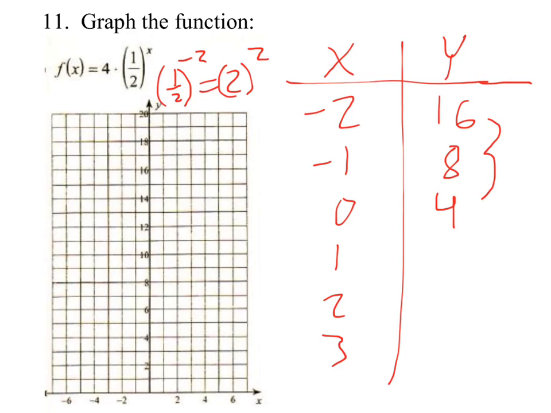And hopefully you're noticing a pattern here of timesing by 1/2 or dividing by 2. So you can get the rest of these rather quickly. Just divide by 2, divide by 2, divide by 2. And that's set up because the x values are in consecutive order. Anyway, so now that we have that, we'll put those points down. We'll have a point at negative 2, 16, at negative 1, 8, at 0, 4, at 1, 2, at 2, 1, and at 3, 1/2.